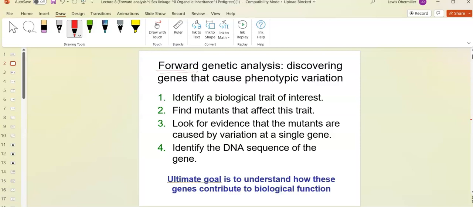But both are used. This one is certainly cheaper and takes less time to do because you simply introduce mutations and then go back trying to figure out what gene is involved with that, and then you can go ahead and sequence that gene.